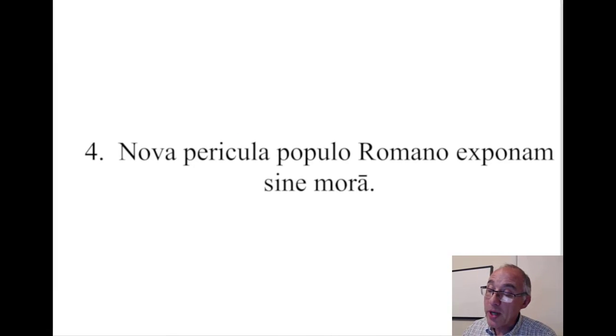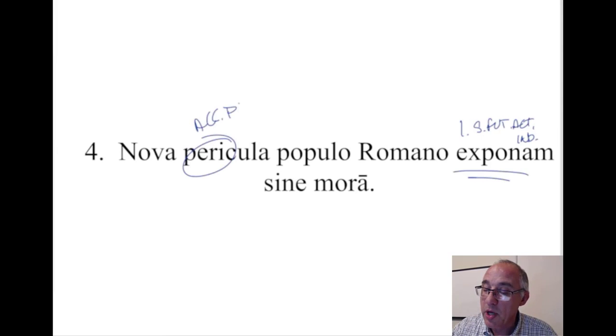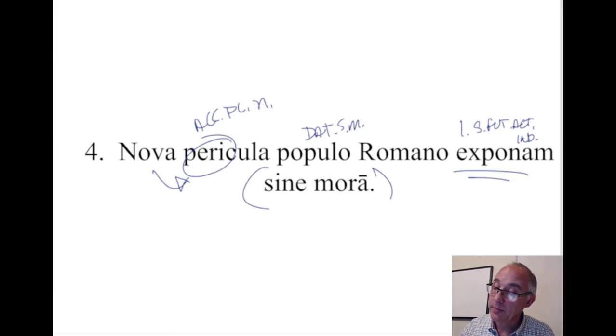Number 4, nova pericula populo Romano exponam sine mora. Nova pericula. Look at that, right at the beginning of the sentence. My expectation, my thought is this would be nominative. But when you get to the verb exponam, first person singular, future active indicative, I am the subject. This must be the direct object, accusative plural neuter. Nova modifies it. The verb is exponam. I will show. And what do I expect from verbs of giving, showing, or telling? Dative, singular, masculine. I will show new dangers to the Roman people, sine mora, without delay.